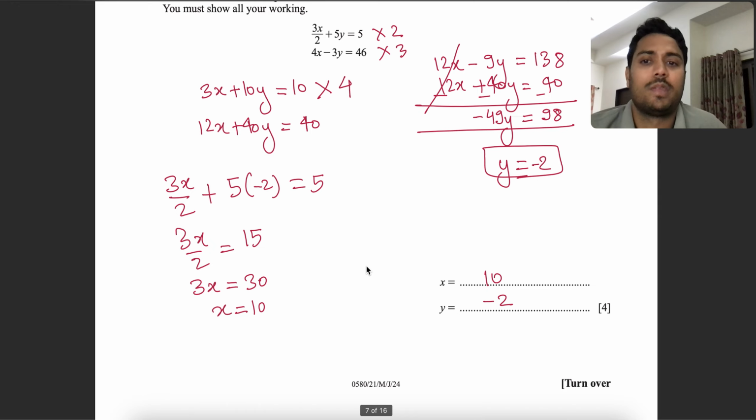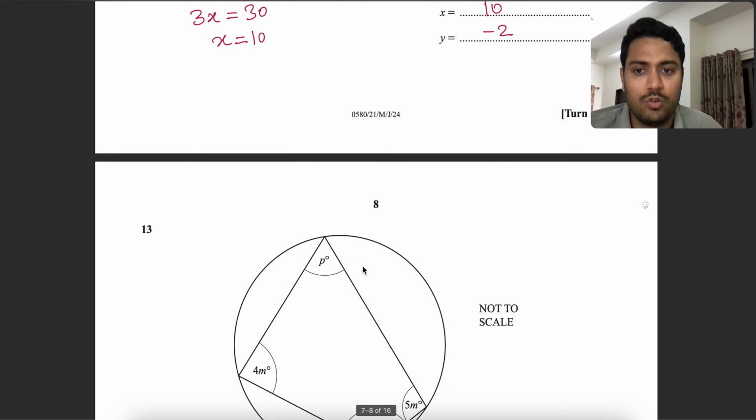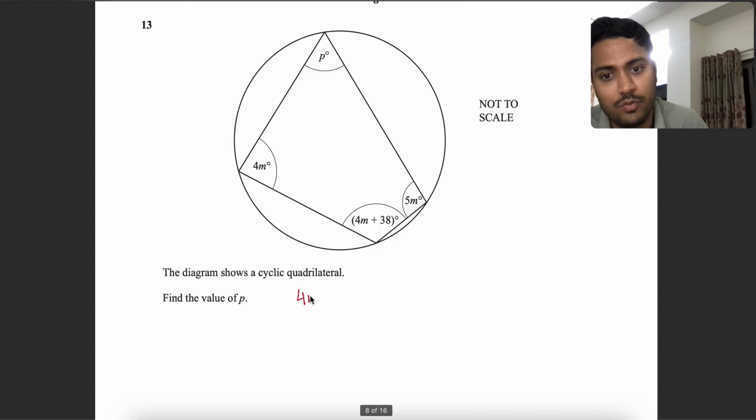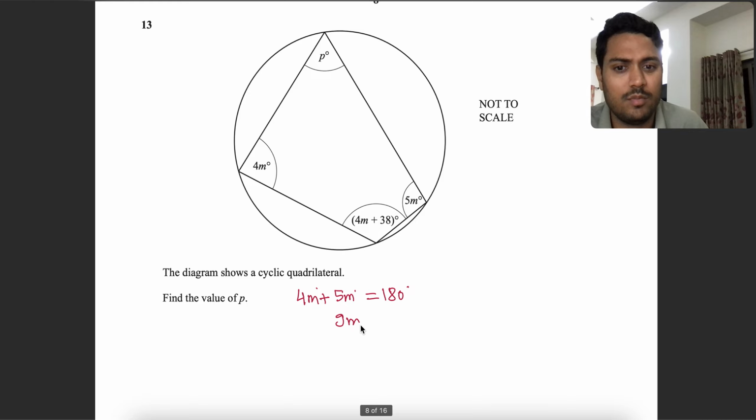That's the answer. Simple. Moving on to question number 13. It says the diagram shows a cyclic quadrilateral. Find the value of p. We have to find the value of p. So in the cyclic quadrilateral, the opposite angles add up to 180 degrees. We have 4m here, 5m here. So we can do 4m plus 5m degrees is equal to 180 degrees. So 9m equals 180 degrees. So m equals 20 degrees.